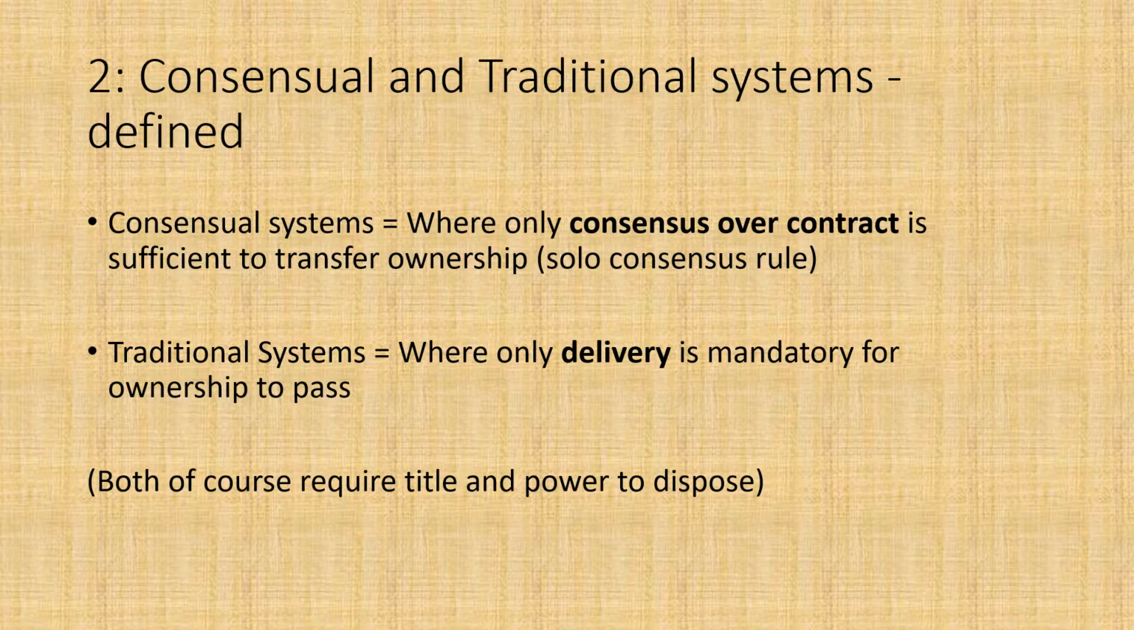So as well as monist and dualist, there's also consensual and traditional systems that need to be distinguished from each other. A consensual system is where only consensus over contract is sufficient to transfer ownership, and this is called the solo consensus law. In traditional systems, you only need delivery. That's the only mandatory thing for ownership to pass.